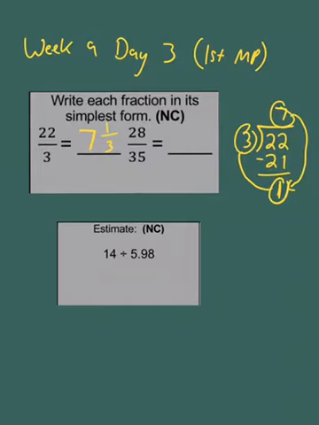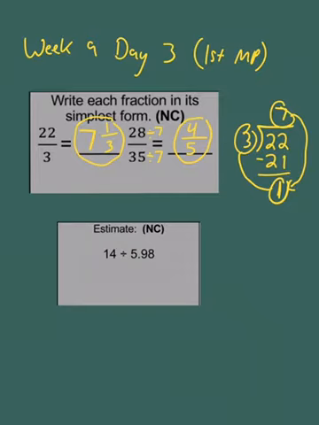All right, now for the second one, it's not improper, so we're not going to divide like that. But you have to divide the 28 and the 35 by the greatest common factor. So the biggest number that goes into both is 7. 28 divided by 7 is 4, and 35 divided by 7 is 5. Your answer is 4/5. So there's your answers for the first problem.